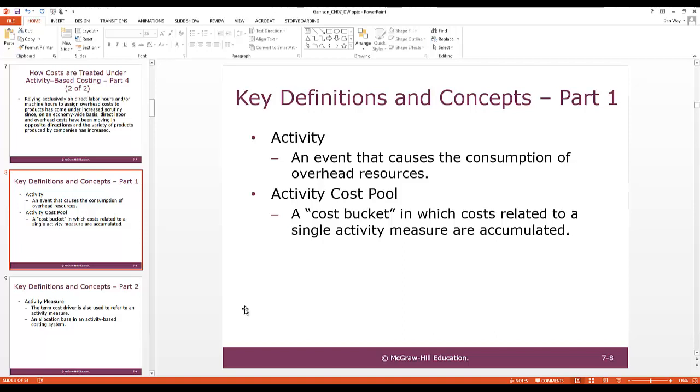An activity cost pool is our cost bucket in which those costs related to an individual activity measure are going to be accumulated. So we'll dump all the costs associated with a particular activity into its associated activity cost pool, and from there we'll worry about assigning it to individual products or customers.